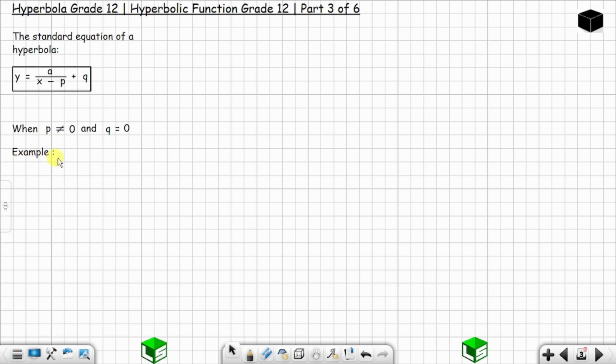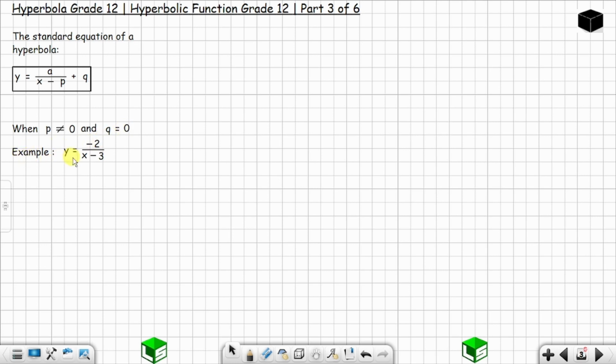For example, you have this: y is equal to negative 2 over x minus 3. You can now see that the value of P is not equal to 0. The value of P is equal to negative 3. Q is equal to 0. You don't have Q there. So let's see this example.